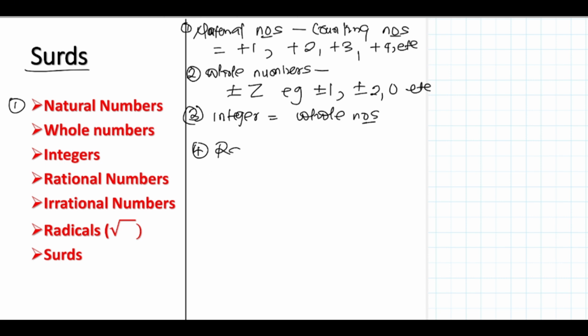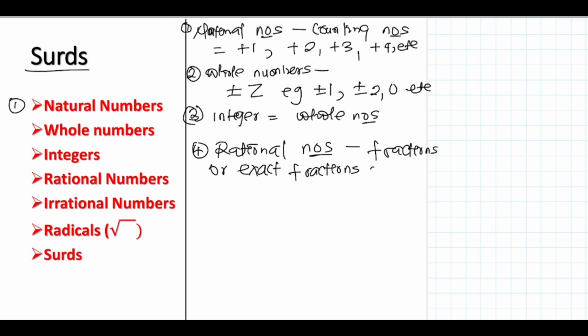We have rational numbers. Rational numbers are fractions, numbers that can be written as exact fractions or decimals. For example, 2 over 5, 1 over 2, 1 over 4, 3 over 4. They are all exact fractions, because if you change them to decimals, they will give you an exact decimal, a terminating decimal.